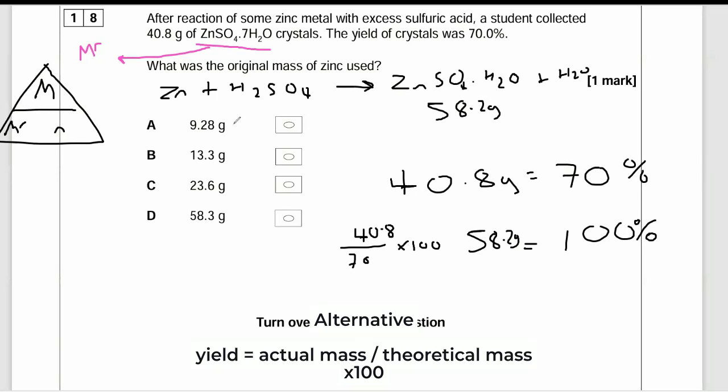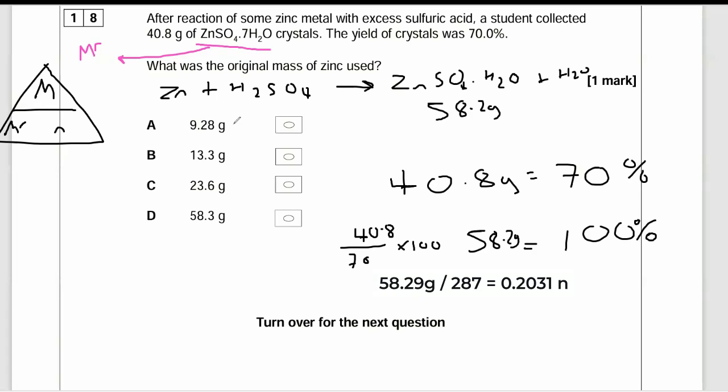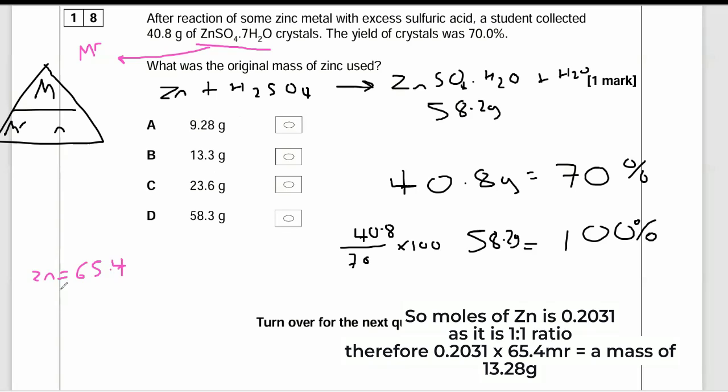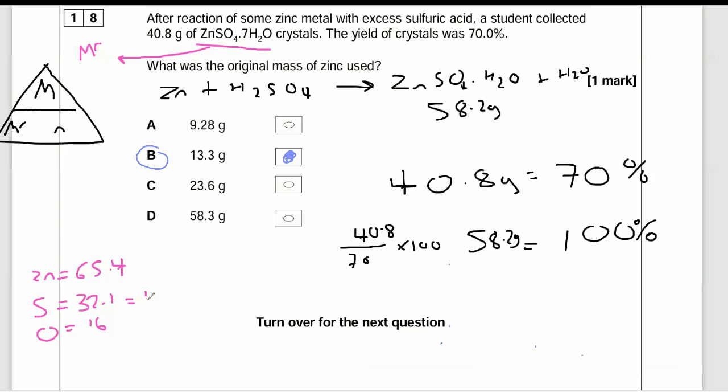I can work that out in moles by doing 58.2 grams divided by the Mr of zinc sulfate, which is 287. This gives me 0.2031 moles of zinc sulfate is what we should have made. Therefore, as it's 1-to-1 with zinc, I know I also have 0.2031 moles of zinc. Zinc has an Mr of 65.4. So I can do 0.2031 times 65.4, and I will get a mass of 13.28 grams. And that tells me that my answer is going to be B.